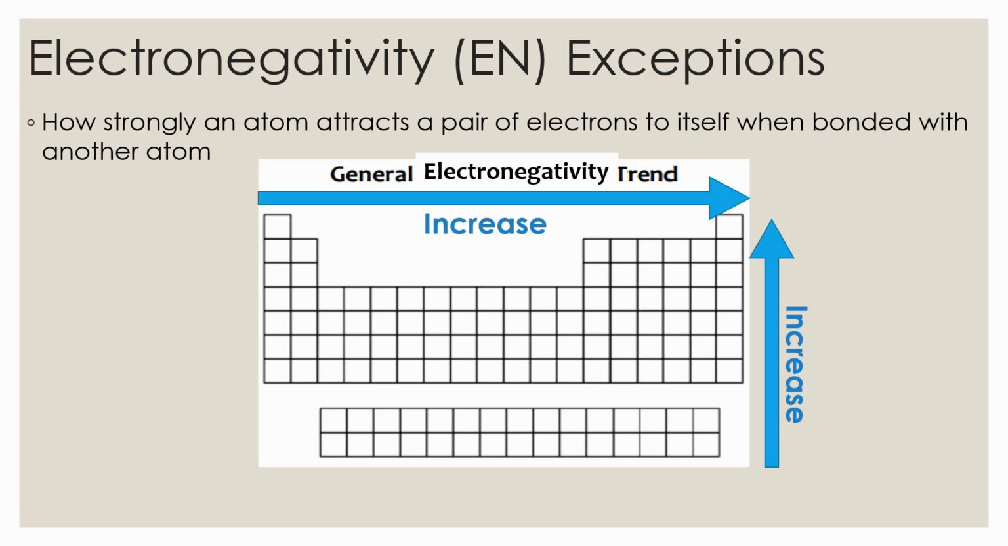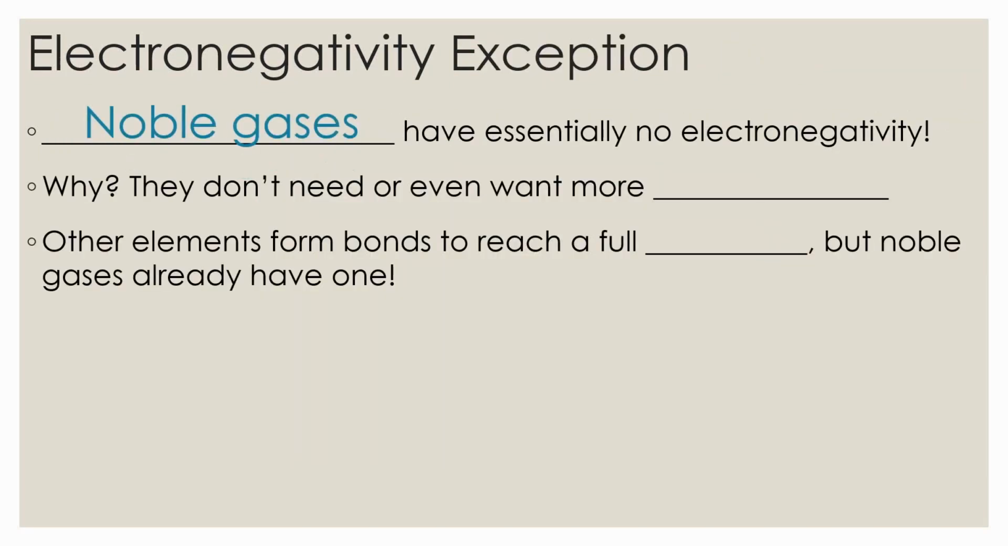The exception comes from your noble gases. They have essentially zero electronegativity because they don't need or even want more electrons. These other elements are trying to reach a full octet. They're trying to grab onto more electrons to fill up that valence level. But as we've said many times, your noble gases already have a full valence level. They don't need more electrons. They don't want more electrons. They are very, very happy with the number of electrons that they have.